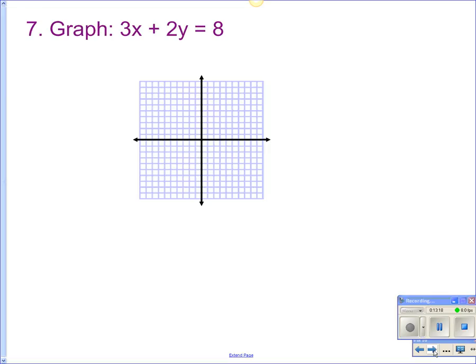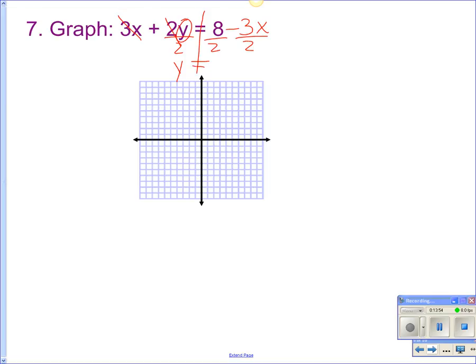Okay. Number 7, graph 3x plus 2y equals 8. Blake, what do you have to do first on this one? Circle y and draw your line. Always circle y. Okay. Dylan, what moves to the other side? So you minus 3x. Chuck, what else do we have to do? Very good. Divide everything by 2.